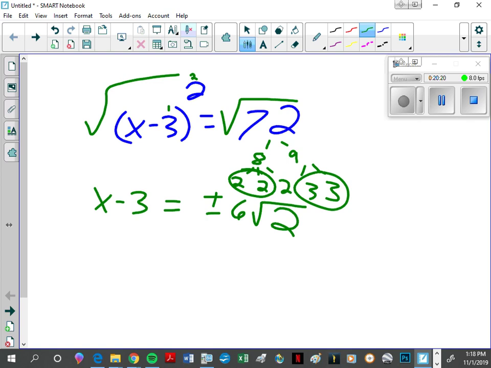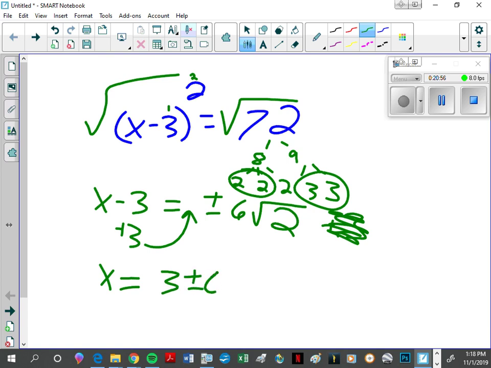Right. Now, I need to add 3. And for you, it would be natural to do this. But nobody in the math community writes it that way. Everybody puts that number in front of the square root. Why? I don't really know. So instead of putting the plus 3 on the right, we're going to put it right here. And we get x equals 3 plus or minus 6 root 2.